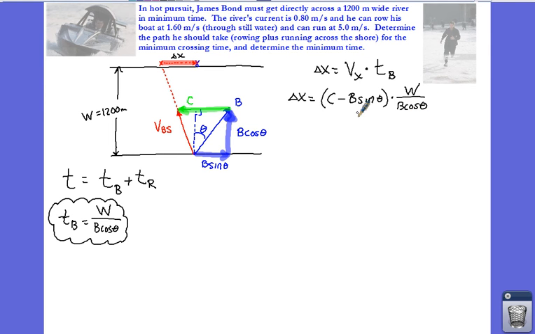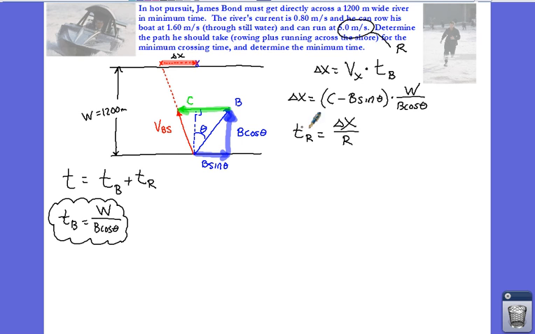And so that would be delta x. Now, ultimately, though, we're looking for t sub r. Well, t sub r is found by taking how far he has to travel, delta x, and dividing it by his run speed. We haven't defined run speed yet, so let's go ahead and do that. Let's call that r, 5 meters per second. So delta x divided by r.